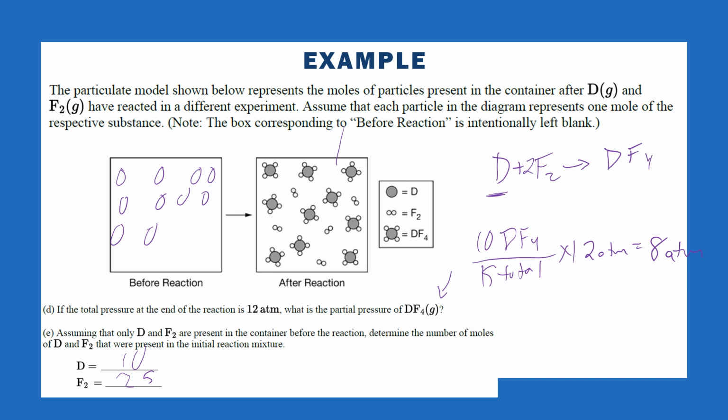20 of those became the 10 DF4 molecules. And the other 5 were left over. So getting that correct number, that was 1 point, all or nothing for both numbers.